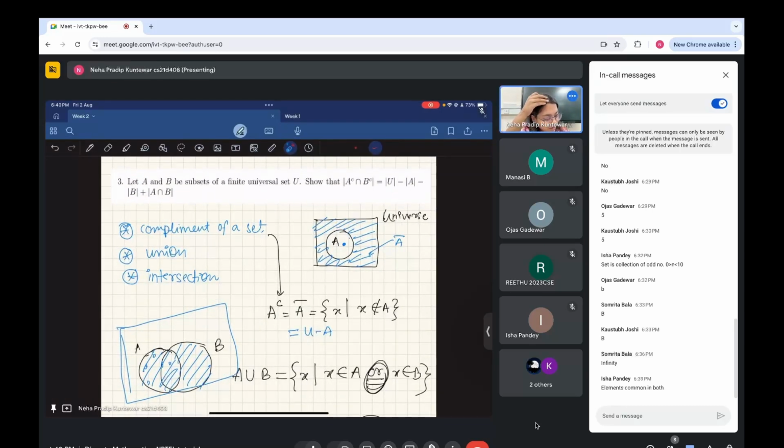With the definitions fresh in mind, maybe you could try to prove this identity. On the LHS you have this set, on the RHS you have this expression. Maybe you could try this for some time, and then we will discuss. By U, what we mean here is the universe, which is the rectangle out here.